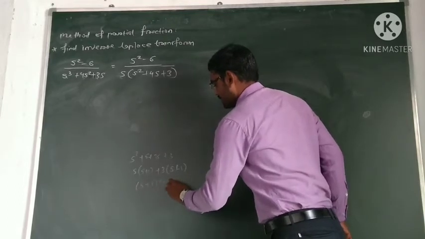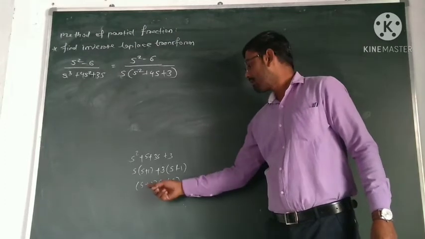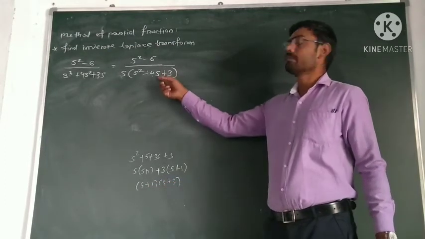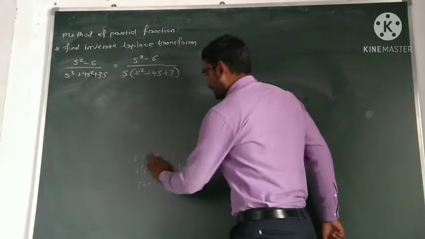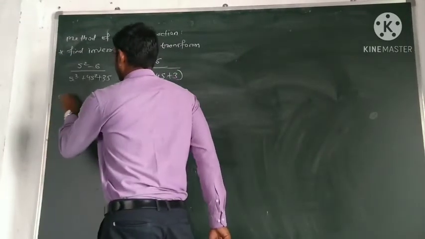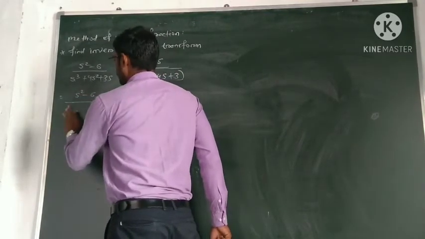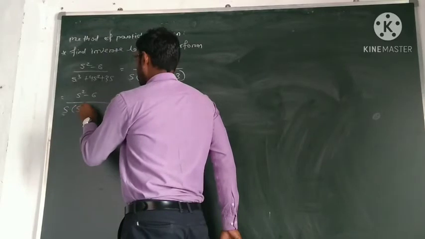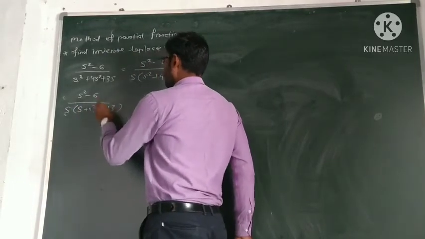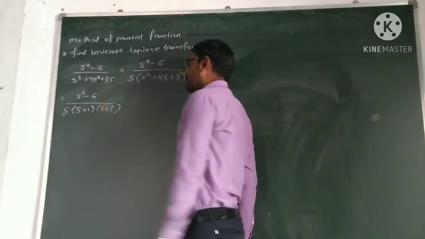Okay, so this polynomial is equal to s plus 1 into s plus 3, that is, minus 1 and minus 3 are the roots of this equation. Okay, these are the rough calculations, you know how to find this root. So this is equal to s square minus 6 upon s as it is into s plus 1 into s plus 3. This is our F of s. We have to find the inverse Laplace transform.